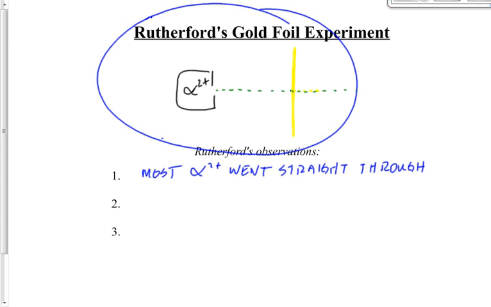Now, some of these alpha particles, though, didn't go straight through. Some of these alpha particles, when they hit the gold foil, changed direction. They deflected. Some of them went like this. Some of them went like this. Some of them went like this. So some of the alpha particles were deflected. Still, the vast majority of them weren't. The vast majority of them went straight through, but some of them, a measurable number certainly, were deflected.